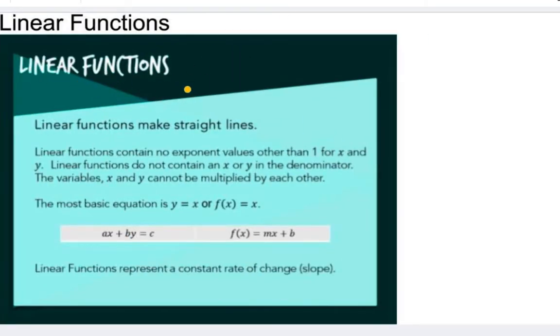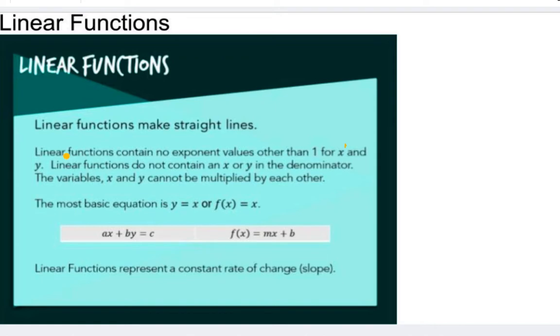So the most basic type we're going to look at is a linear function. Linear functions make straight lines. Now, all lines are straight. We just say straight lines out of habit. So the important thing is that there's no exponent other than 1 for x. So x to the first power is always just x. So we don't bother putting 1 there. It's like multiplying 1 times x is still just x.